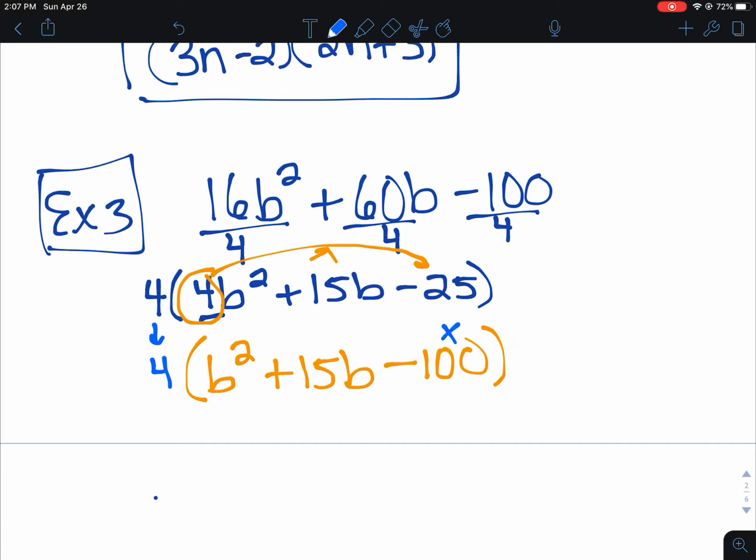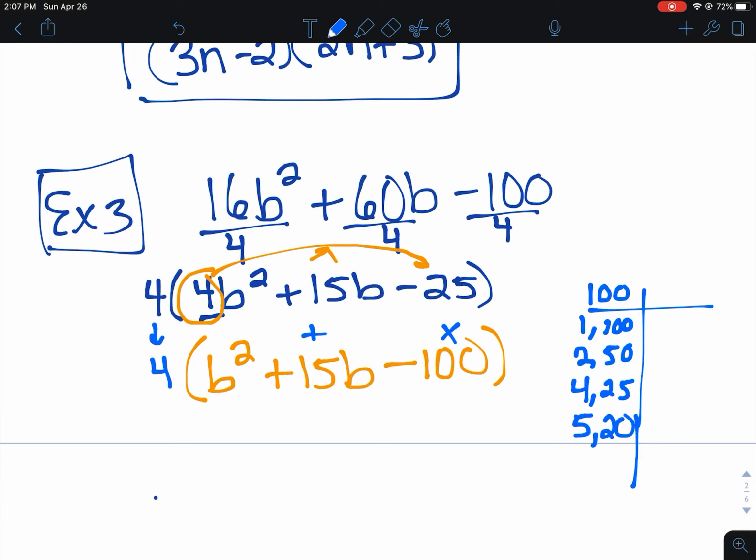Now I'm looking at what two numbers multiply to 100 and add to 15. So let's think about what the factors of 100 are. 1 and 100, 2 and 50, 4 and 25, 5 and 20, 10 and 10. Now they're multiplying to negative 100, and they have to add to positive 15.